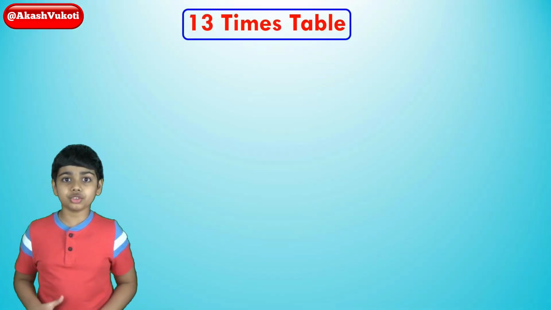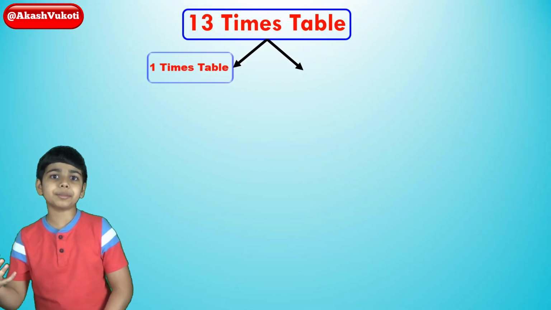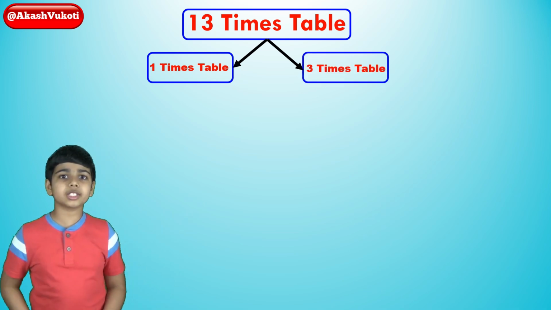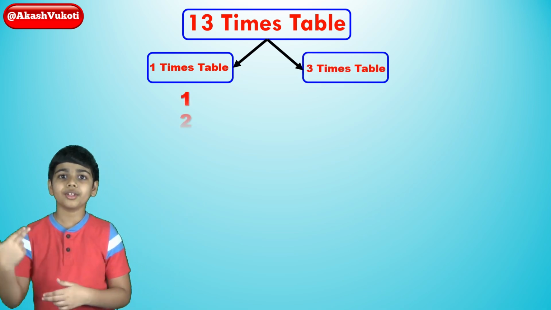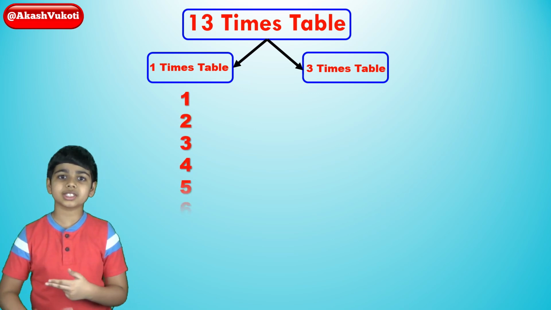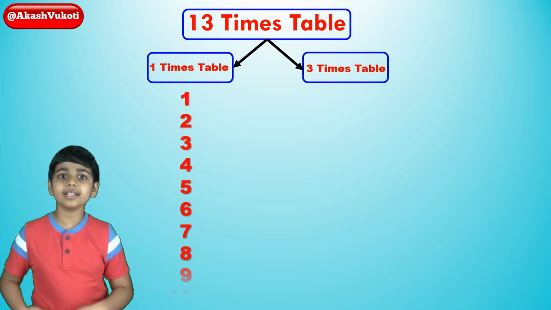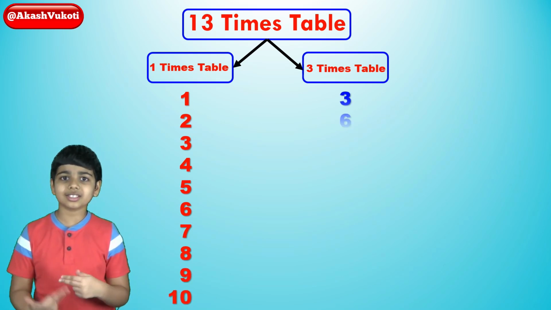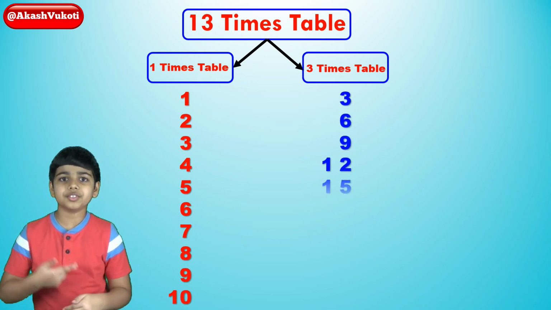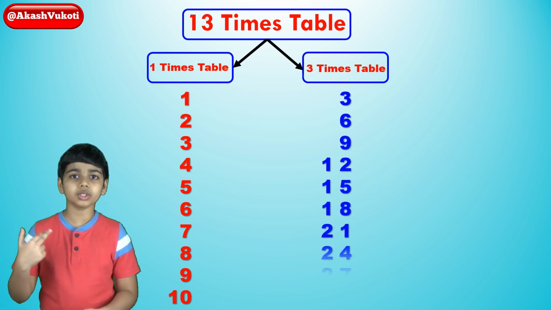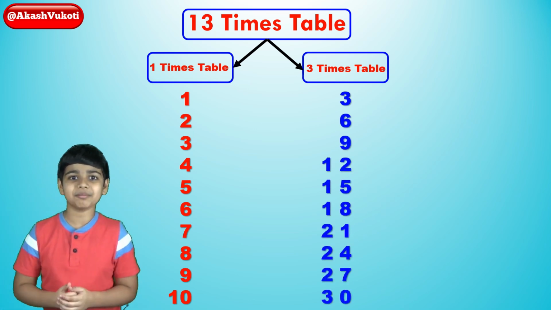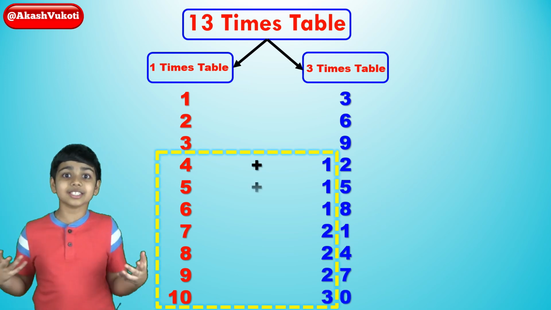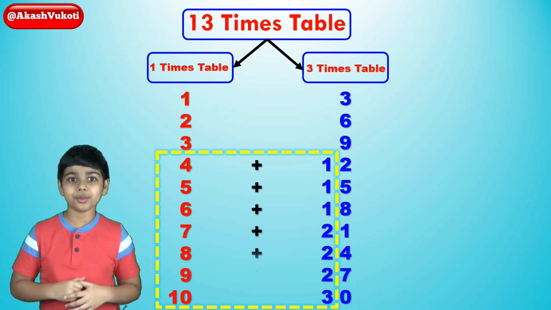All you really have to do is write down the 1 times table and the 3 times table next to each other. So the 1 times table is just 1, 2, 3, 4, 5, 6, 7, 8, 9, 10. And then the 3 times table is 3, 6, 9, 12, 15, 18, 21, 24, 27, and 30. Now, just put these two together and that is basically the 13 times table.